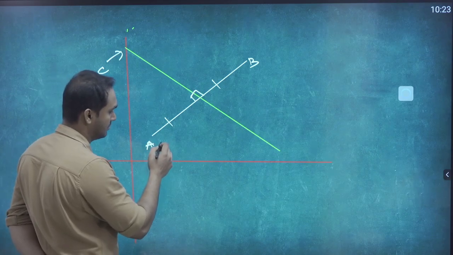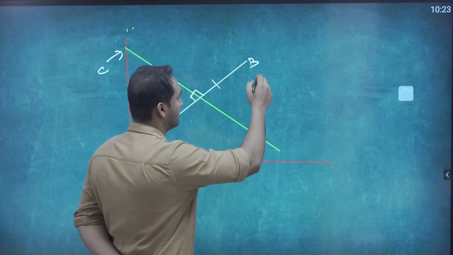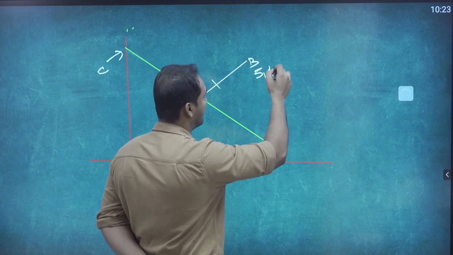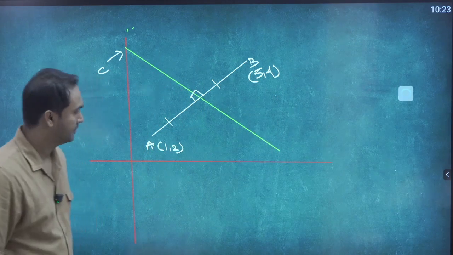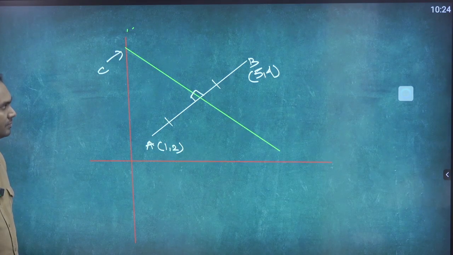A is 1, 2. B is 5, 4. Right. M1 into M2 equals -1.